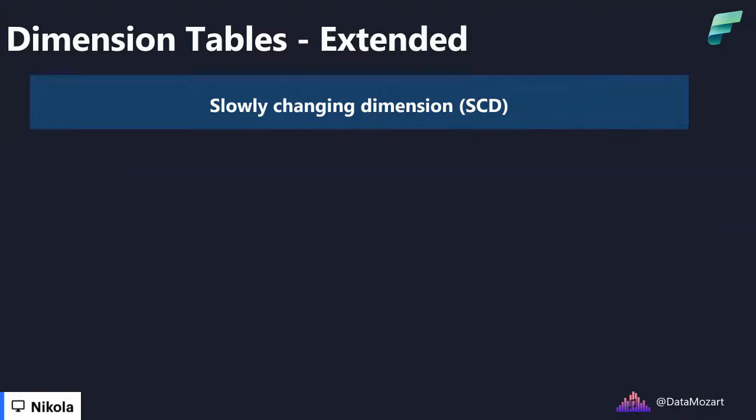The first one is slowly changing dimension. This one is for all of you who ever worked or read something about dimensional models. You are probably familiar with that concept. So, slowly changing dimension. The emphasis is not on the speed. The emphasis is on the fact that the data can be changing in your dimension tables. So slowly changing dimension means how do you handle changes to the attributes in dimension tables.